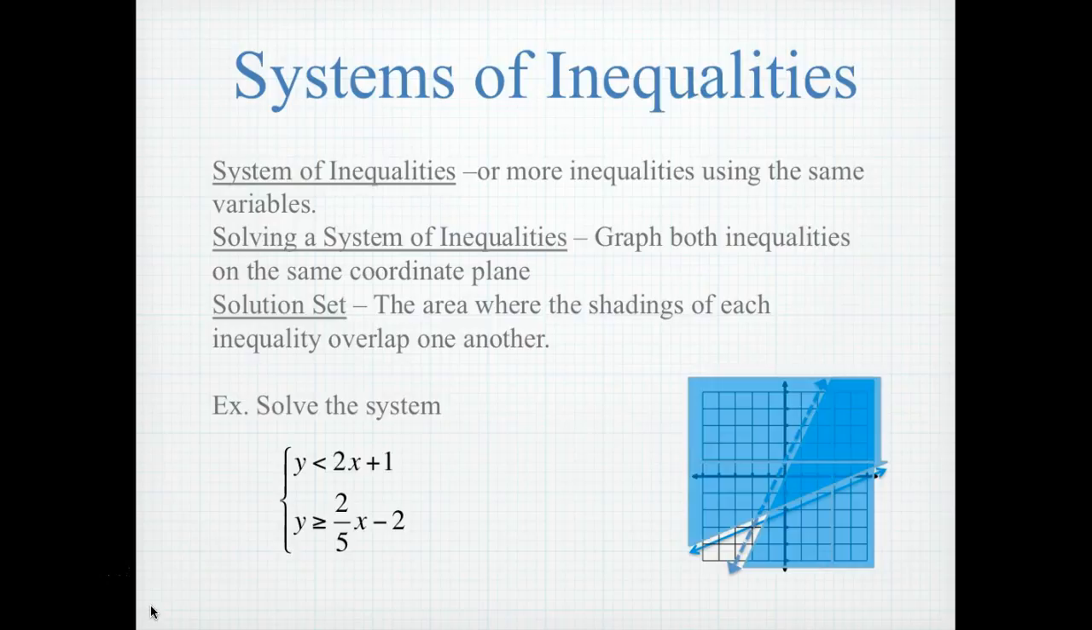Now the solution set here is going to be the overlapping shaded region. As you can see by the graph, this region right here represents all of the coordinates that are solutions to the system y is less than 2x plus 1 and y is greater than or equal to 2/5 x minus 2. So that concludes our lesson.